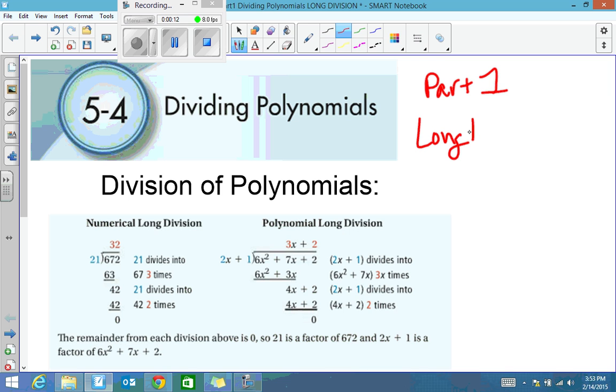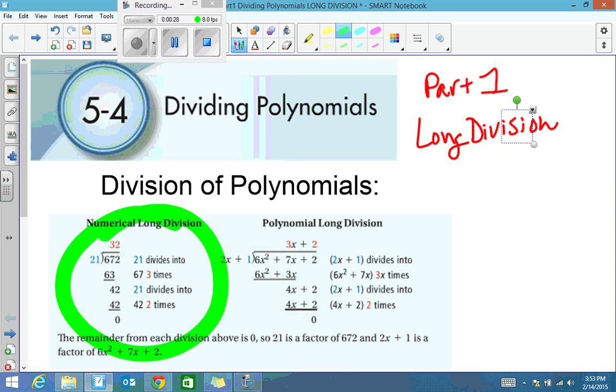So we're going to look at dividing polynomials using long division today. You may remember long division from grade school math, where you learned to perform long division with numbers, and it looked something like this. We're going to use long division today to divide polynomials, so it looks very similar, but a little bit different because we've got equations instead of just numbers.